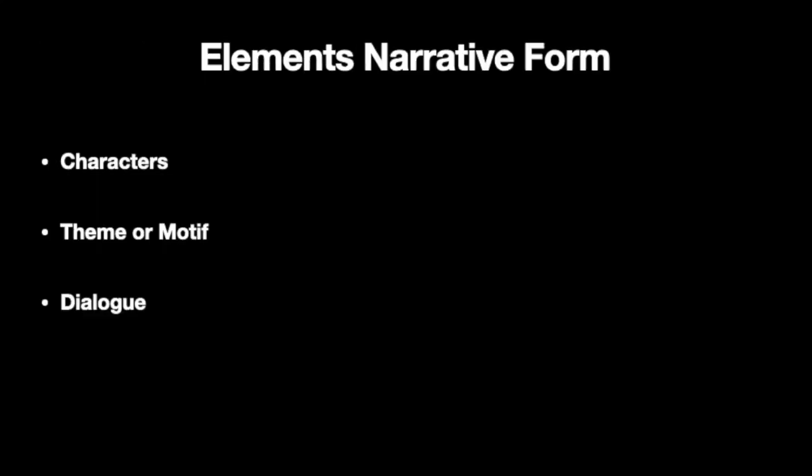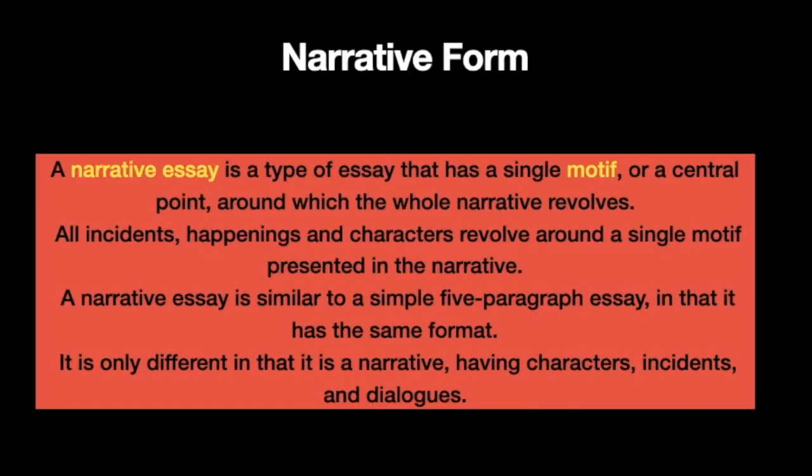Now, what are the elements of narrative form? What are the main elements we need if we are writing a narration? We need characters. We need a motive, a theme around which everything circulates. Then, when there are characters, they'll be talking amongst themselves, so we need certain dialogues also.